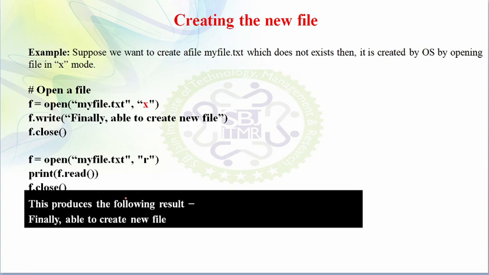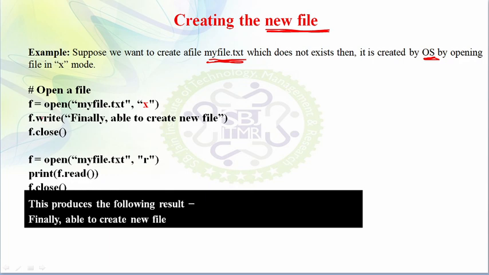The next thing is creating the new file. This is the last mode in which you can use the files. So suppose you are in the dilemma that you want to create a new file by using file handling. Suppose you want to create a file myfile.txt which does not exist, then it is created by the OS by using this X mode.